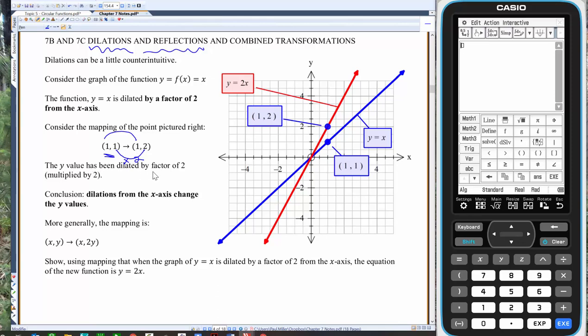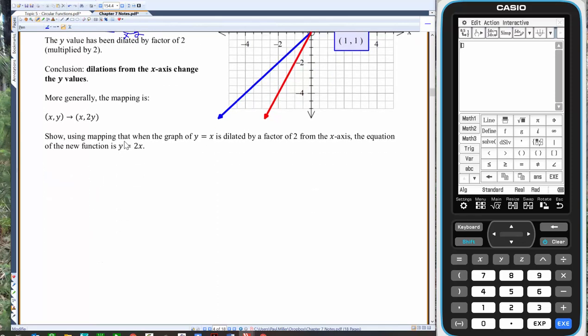The y value has been dilated by a factor of 2, multiplied by 2, and this is the really important conclusion, and I say this all the time when I'm doing transformations. Dilations from the x-axis change the y values. And you can note to yourself the x values stay the same. So more generally, the mapping is (x, y) maps to (x, 2y): x stays the same, y gets multiplied by 2 to do a dilation by a factor of 2 from the x-axis.